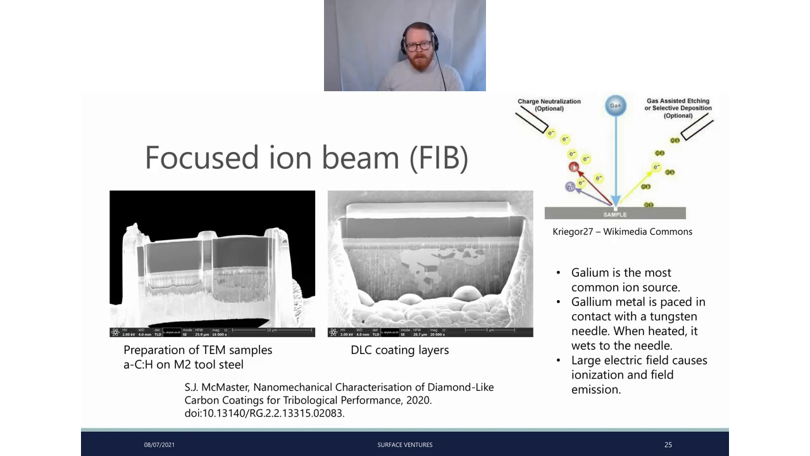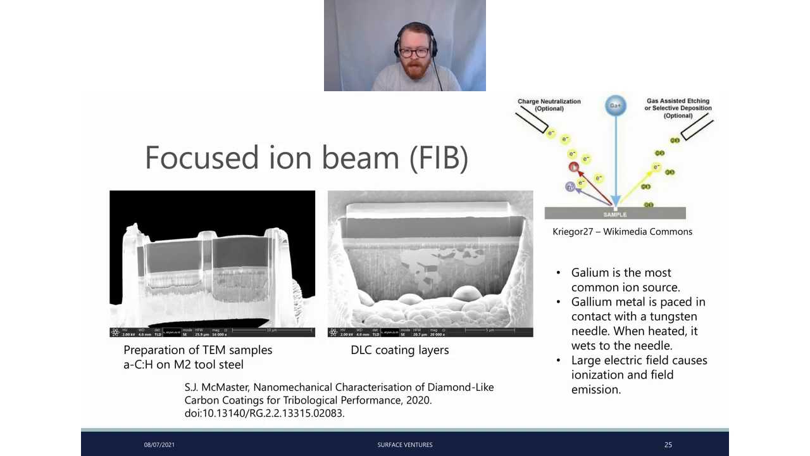Focused ion beam typically is used to mill away the surface, and also for preparation for transmission electron microscopy. Probably one of the easiest ways is to take a bulk sample, mill it out, remove it to a TEM grid, and then insert that into the transmission electron microscope. These typically have to be quite thin, less than 100 nanometers would be preferable. Typically gallium is used for this, so it's a gallium ion source.